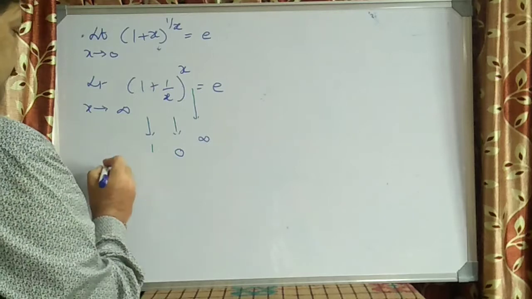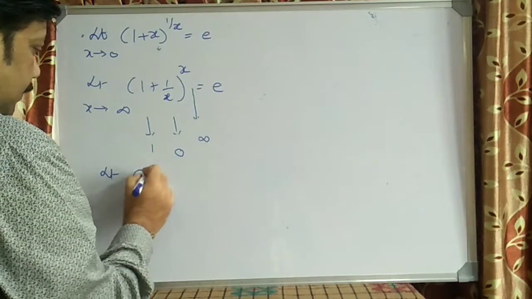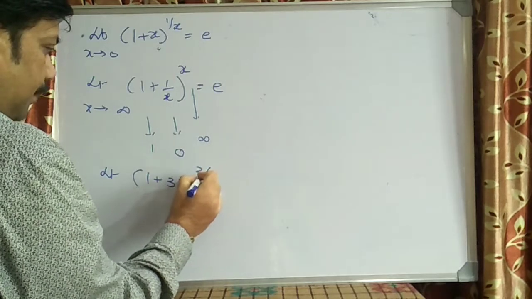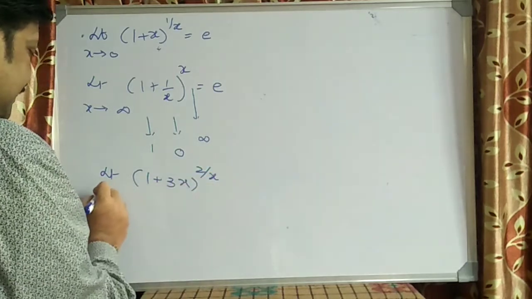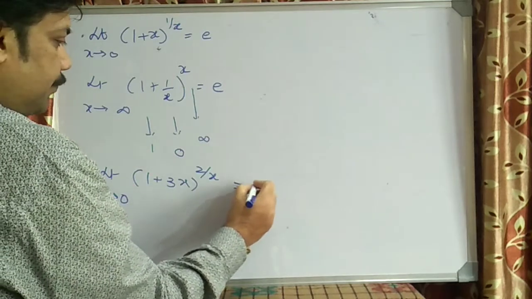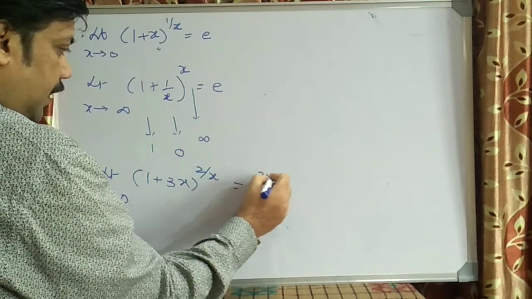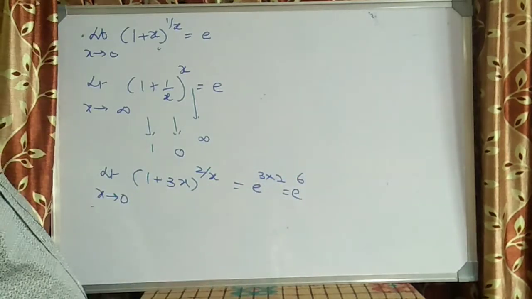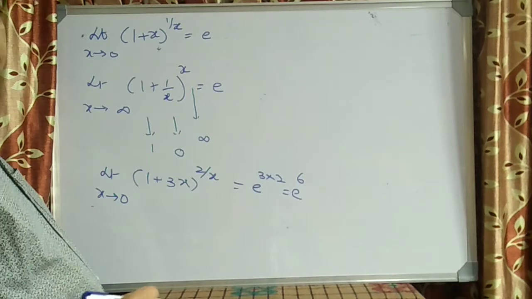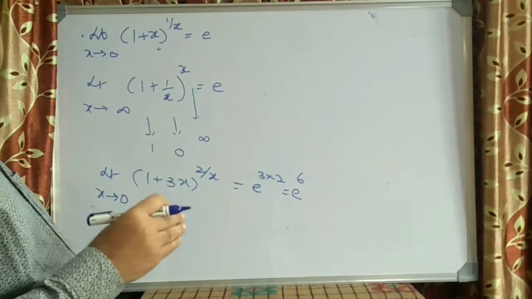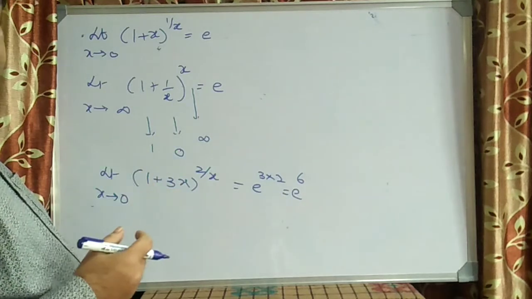That is, limit of (1 plus 3x) to the power 2 by x as x tends to 0 is equal to e to the power 3 into 2, which is equal to e to the power 6. This is a simple formula, but I am extending it to the remaining models and problems also.